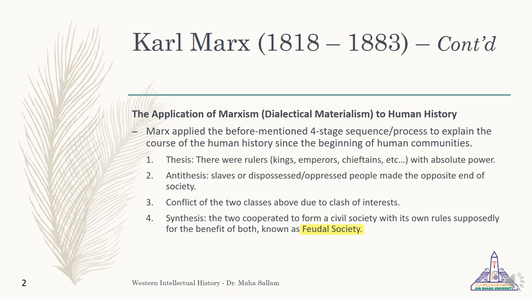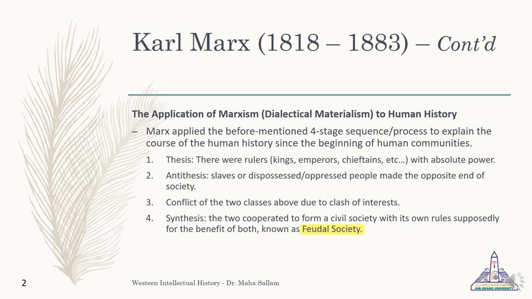According to the dialectical rule that was applied by Hegel and then by Marx to human history, there is a sequence of 4 stages: thesis, antithesis, conflict, and synthesis. This sequence that we mentioned before is like a cycle which is repeated throughout the course of human history. So let us see the application of Marx. He was applying this sequence to the course of human history since the beginning of human communities.